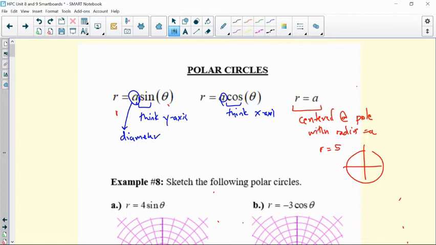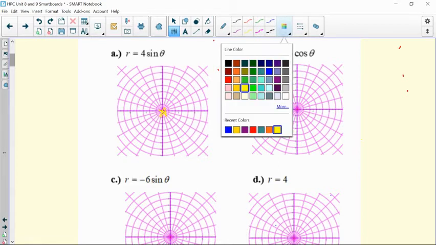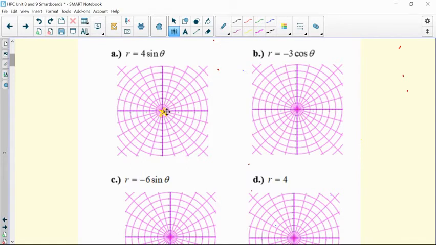So if I think about 4 sine of theta, think about sine of 0 is 0. So we know it's starting at the origin. I'm going to put a little star right there. It starts there and goes in a counterclockwise direction, and I know that the diameter is 4, and it's going to be on the positive y-axis, so 1, 2, 3, 4. So I'm going to create a circle like that, knowing that the diameter is a distance of 4, and it goes in this direction. So I want to arrow the counterclockwise direction.